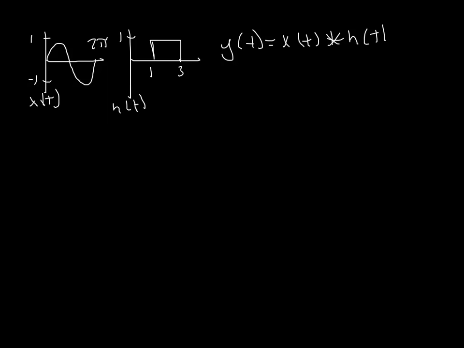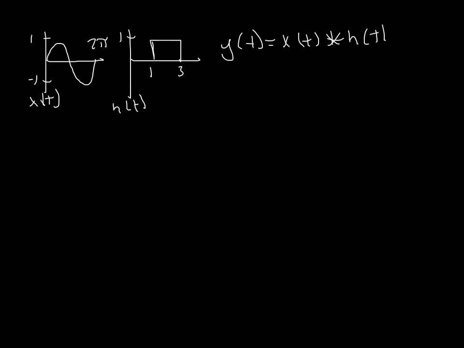Hello, this is Allison Hannon, and today I'll be doing a problem with convolution. So we're going to be convolving x of t with h of t, and as you can see, x of t is a sine graph from 0 to 2 pi, and h of t is a shifted rect function.